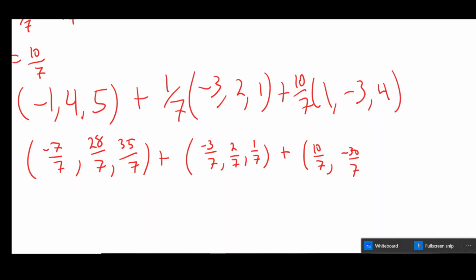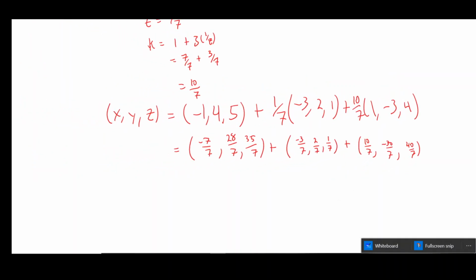Negative 30 over 7 and 40 over 7. And here's where I should have done this beforehand to make sure. But if I add up my x's, negative 7 over 7, negative 3 over 7, 10 over 7, those do in fact make 0. Whew.